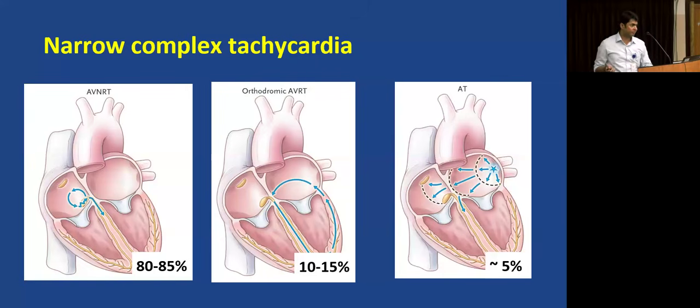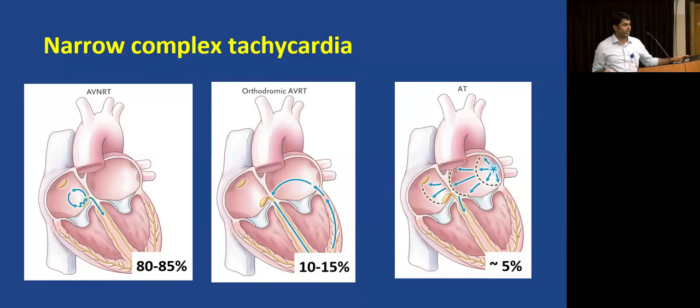About 10 to 15% are the orthodromic AVRT. That is why I'm stressing the term orthodromic AVRT. If you remember AVRT, that should be okay if AVRT is producing narrow complex. But there is something called antidromic AVRT, where the circuit is reversed. It comes down the pathway and goes up the node. It's the same circuit, but going in the other direction, against the normal flow. That's why it's called antidromic.